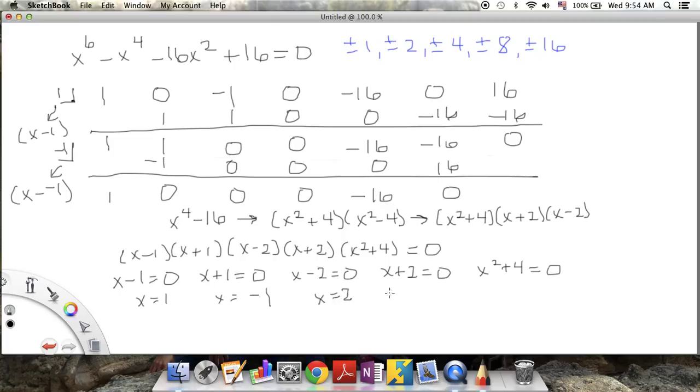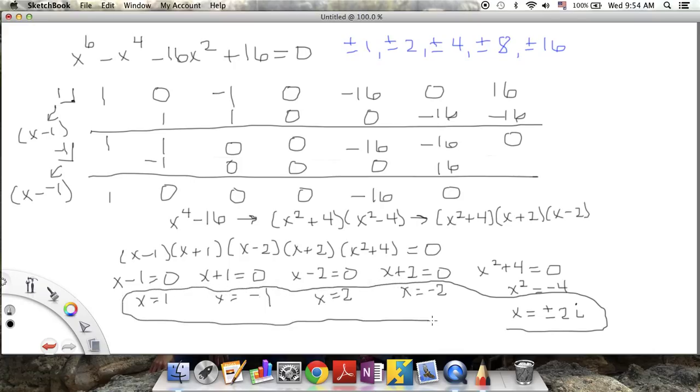x equals 2, x equals negative 2. Now this one we end up with x squared equals negative 4, which means that x is going to be plus or minus 2i. So that's where we get our other two answers from. So we have 1, 2, 3, 4, 5, 6 answers. So here's all our solutions, all our roots for this polynomial because it solves the equation when we set the polynomial equal to 0. So that's all there is to it.